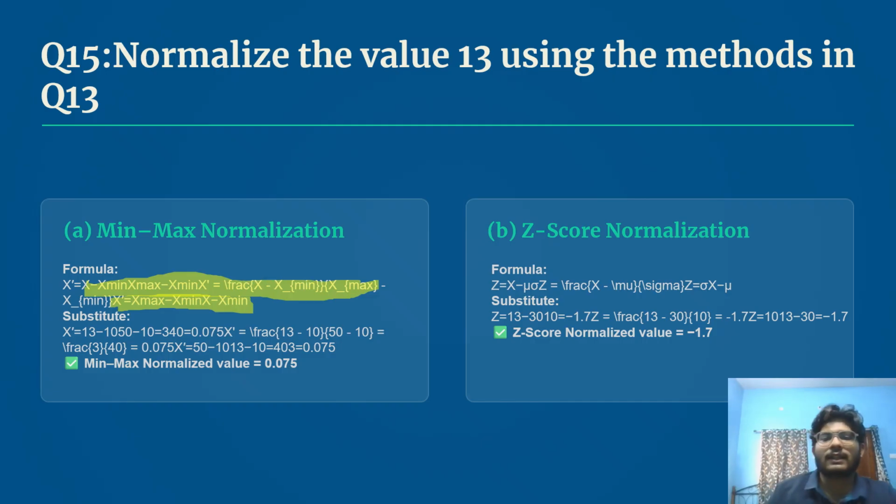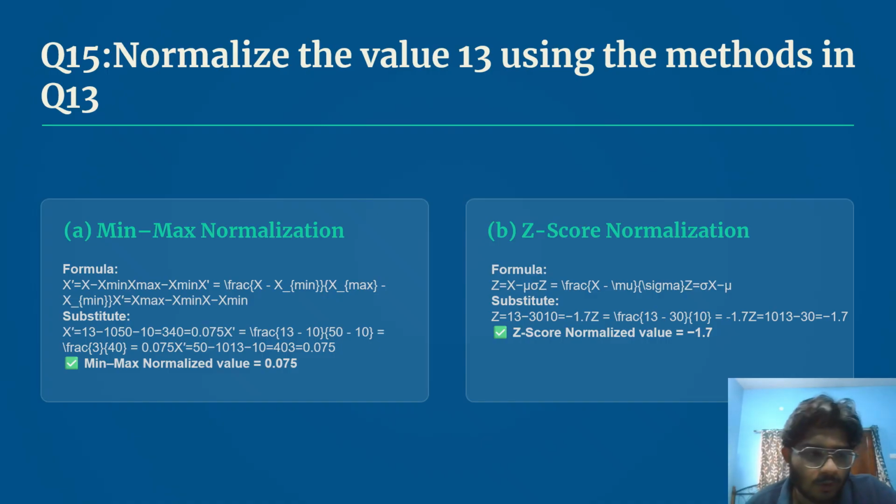And then the Z score normalization formula is z equals x minus mu upon sigma, right? This is the formula. Now we substitute the values and we get the Z score.